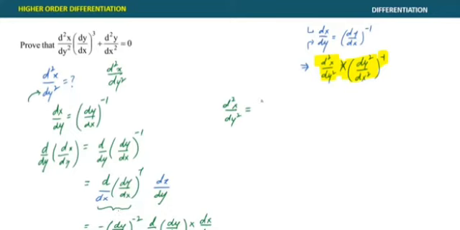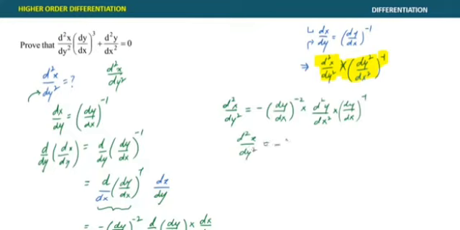Let's see. So it becomes minus times dy by dx raised to power minus 2, right? This quantity will become what? The double derivative, which we actually know, that is d2y by dx square, and I can write this particular quantity as again dy by dx raised to power minus 1. So if you club this, d2x by dy square is equal to minus times dy by dx raised to power minus 3 times d2y by dx square.